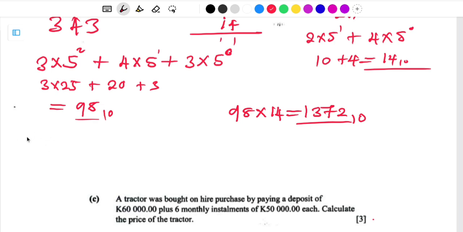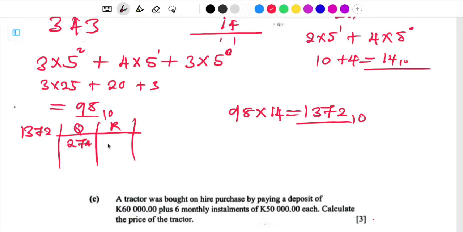So what we do is just write the same number. Then here we have the quotient, then here we have the remainder. So what I'm going to do here is divide this number by 5. Then I'm going to get 274, then remainder 2. Then I'm going to get the same quotient, write it here, then divide it by 5. Then what am I going to get? I'm going to get 54. Then what is going to be the remainder? The remainder is going to be 4.